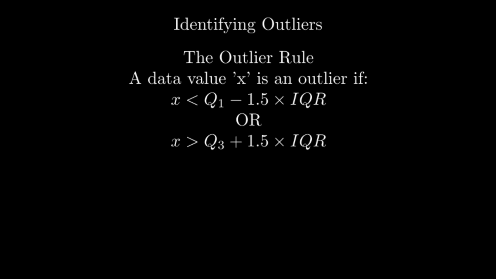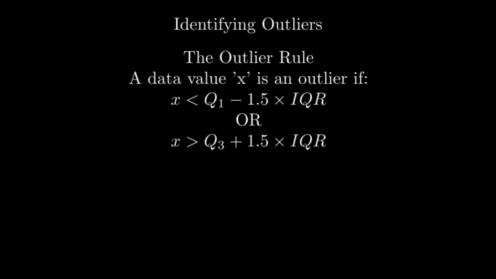Sometimes a dataset contains values that are unusually high or low compared to the rest of the data. These are called outliers. It's important to identify outliers because they can heavily skew our statistical results, especially the mean. We have a formal mathematical rule for flagging a data point as an outlier, and it uses the interquartile range. A data value is considered an outlier if it falls more than 1.5 times the IQR below the first quartile or more than 1.5 times the IQR above the third quartile.